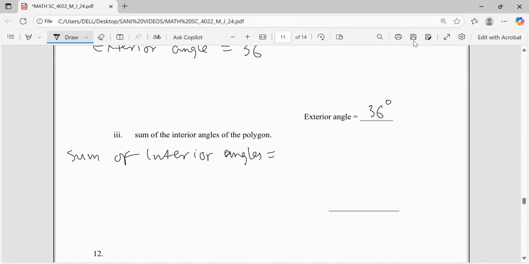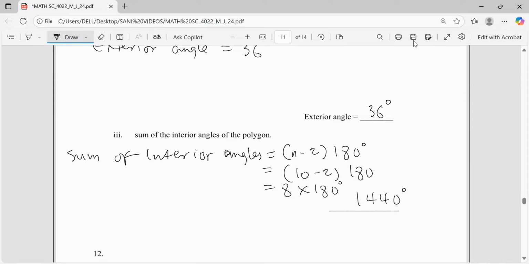Sum of the interior angles is given as n minus 2 times 180 degrees. So our n, we got our n as 10. 10 minus 2 times 180. That's 8 times 180. So the sum of the exterior angle is 1440 degrees.